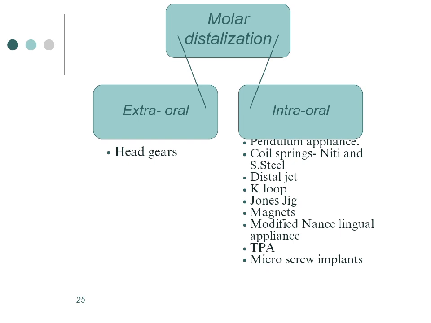The extraoral appliances used in molar distalization are headgears, and the intraoral appliances used are pendulum appliance, coil springs made of nitinol and stainless steel, distal jet, K-loop, Jones jig, magnets, modified Nance lingual appliance, TPA, and micro screw implants.